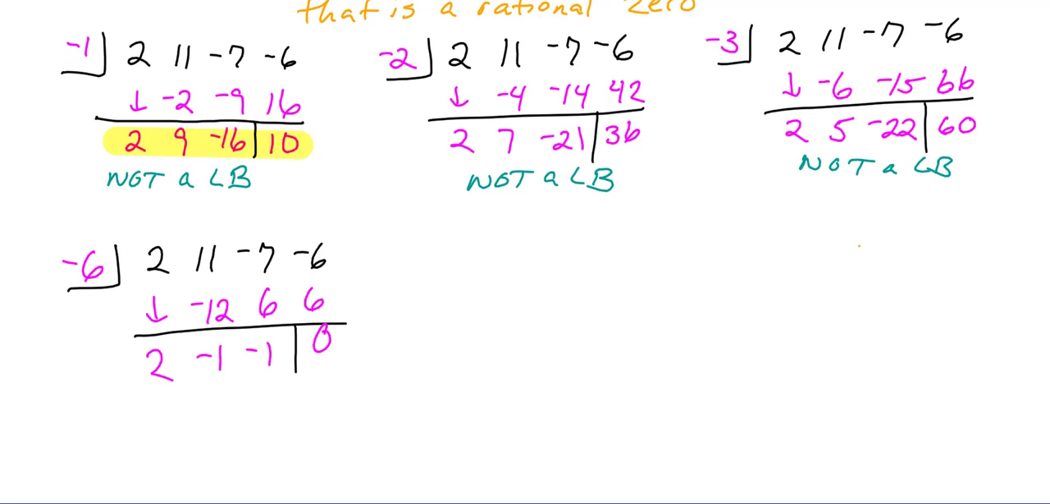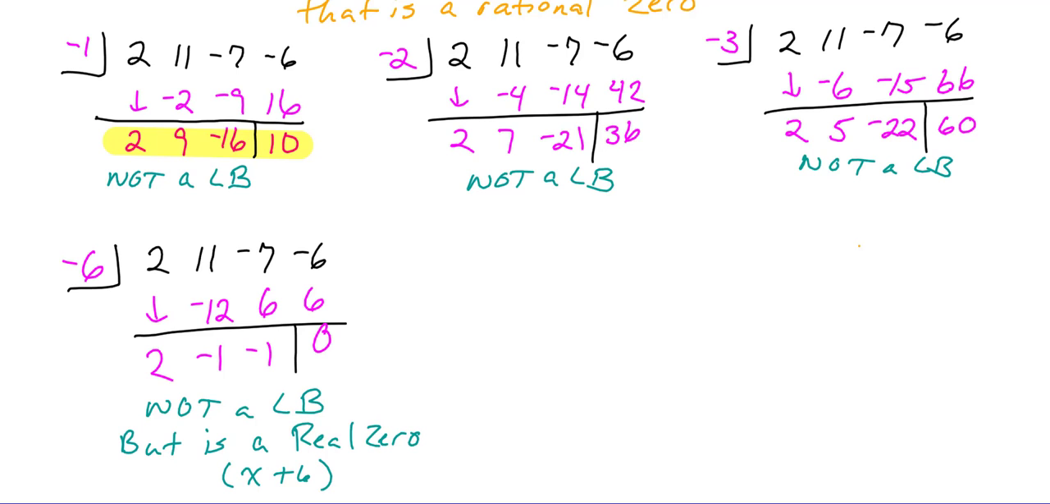0. So this one, because our signs do not alternate, is not our lower bound. However, we do know that because the remainder is 0, this is one of our factors. Okay, so this is not a lower bound, but is a real 0, which our factor would be x plus 6 for this one.